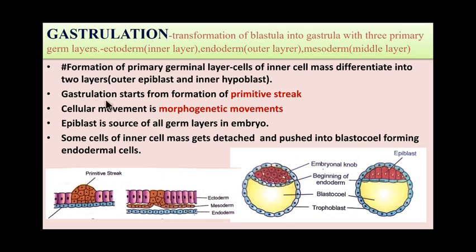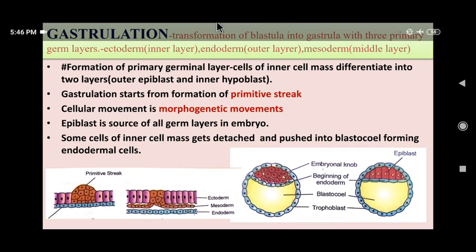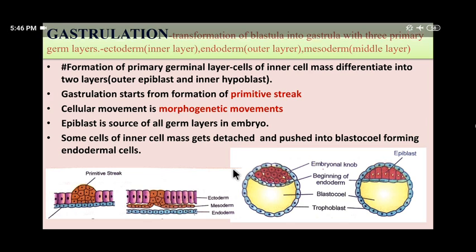Now, gastrulation starts from the formation of the primitive streak. Now, what is this primitive streak? This is the beginning of gastrulation, where the inner cell mass is converted into a trilaminar, three-layered embryonic disc, which is composed of ectoderm, mesoderm and endoderm. After this primitive streak, all the cells start moving into layers.